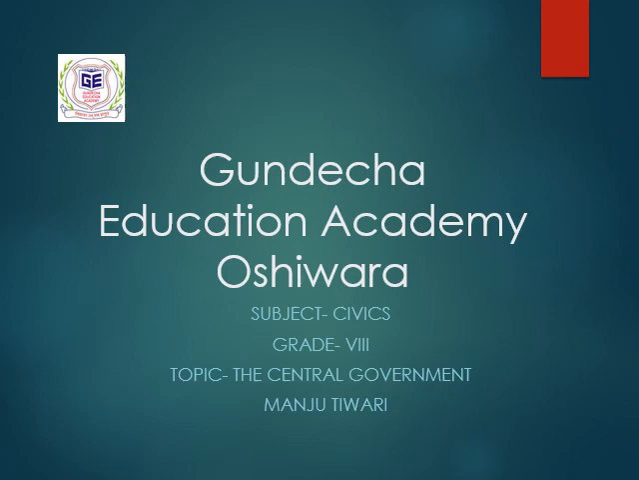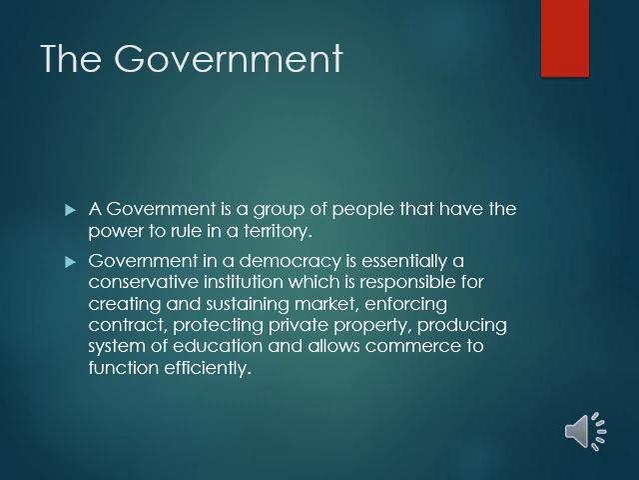Today we are going to discuss the first chapter of civics and the topic is the central government. Before we move ahead, students, we need to understand what a government is. A group of people who rule or control a country is called a government.